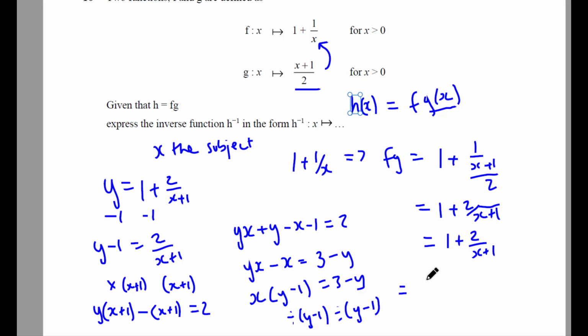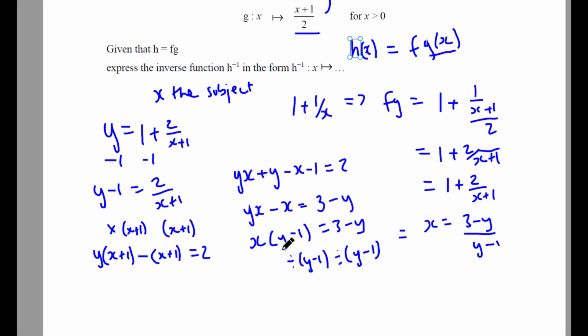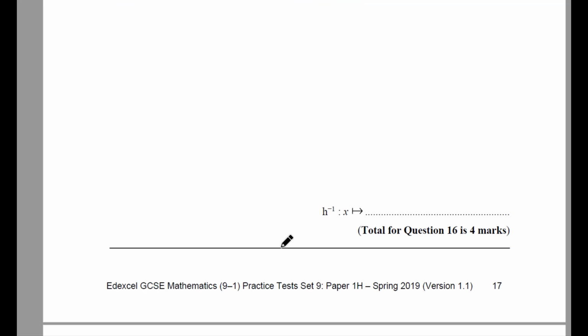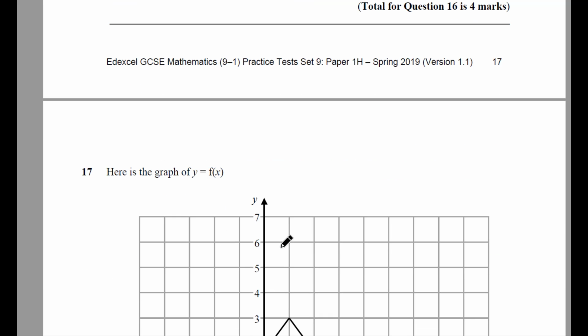So that leaves us with x equals (3 minus y) divided by (y minus 1). And that is the answer. And there's another alternative method you can do. Learning this skill is considered advanced changing the subject as well, so you're practicing 2 skills at once here. That's not a bad 4 marks.